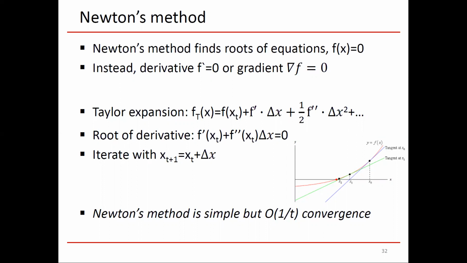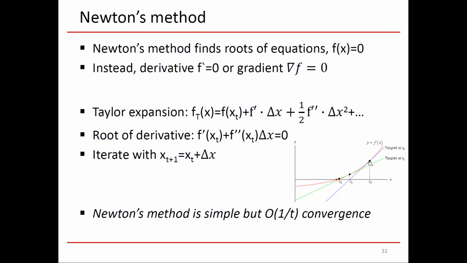So how do we solve this? Let's think about a Taylor expansion. We have a function f_t of x, which is equal to f at one specific point x_t, plus the derivative f prime multiplied by the distance delta x between where we are now and x_t, plus half the second derivative times the square of delta x, plus higher order terms. Now again, we want to find the root of the derivative. So we want f prime plus f double prime, the second derivative, multiplied by delta x, to be equal to 0.